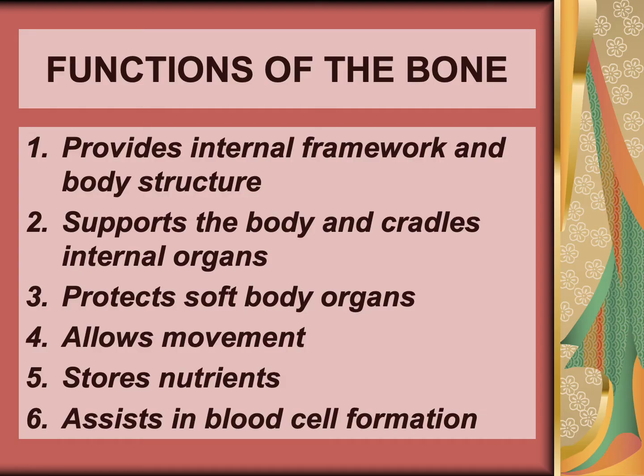Third, bones protect soft body organs. Examples are the bones of the skull. They enclose our brain. Another, the vertebra, they surround our spinal cord. Also, the rib cage helps protect the vital organs inside the thorax.